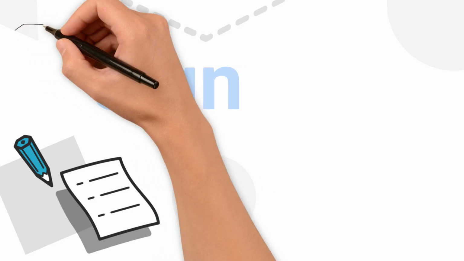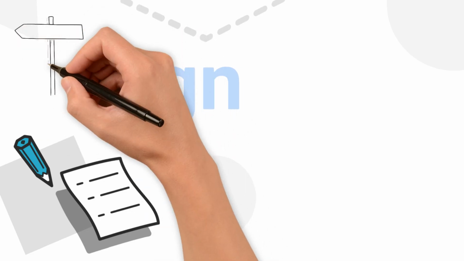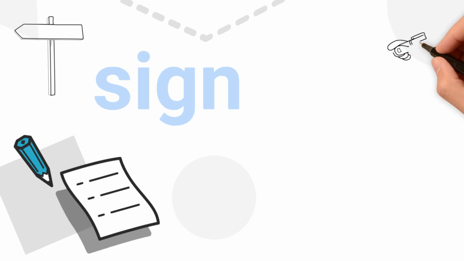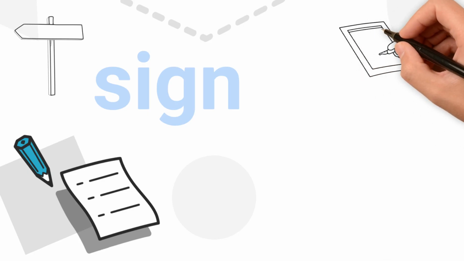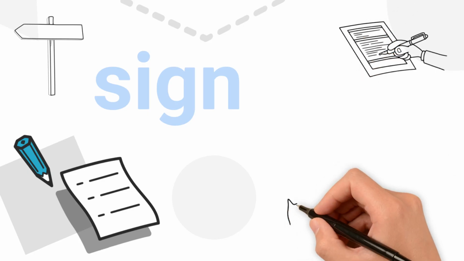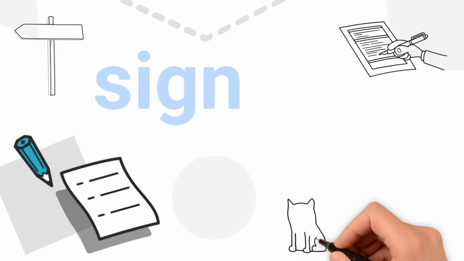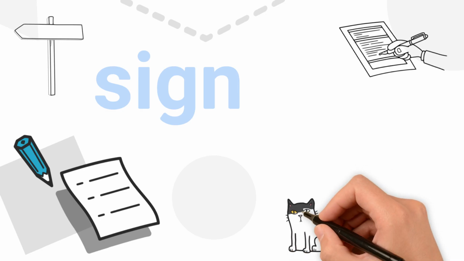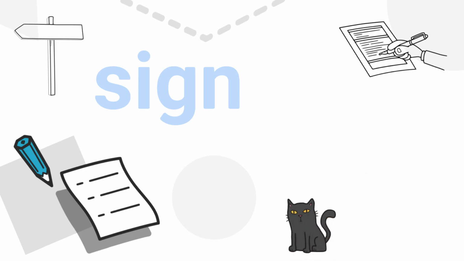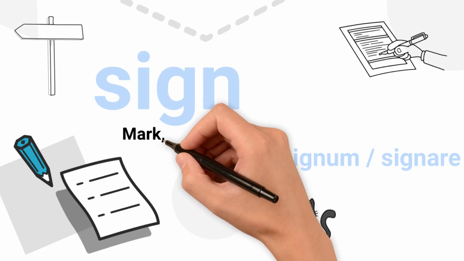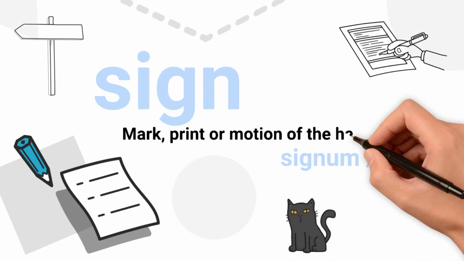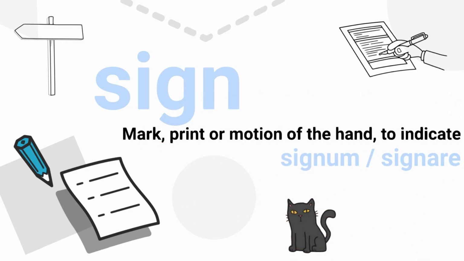Sign is a word that has a few different meanings depending on the context. It could be a noun, as in a physical sign, a verb, as in I need to sign the document, or it could have a slightly more abstract meaning, like a superstitious sign, such as believing a black cat will mean you're going to have a bad day. It comes from the Latin signare, meaning mark, print, or motion of the hand.